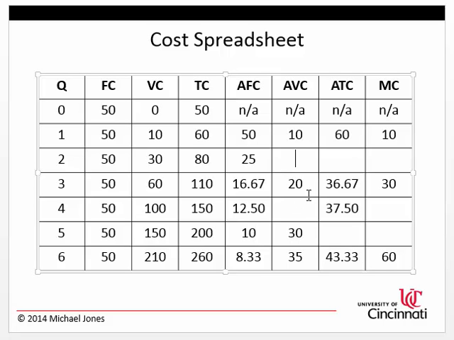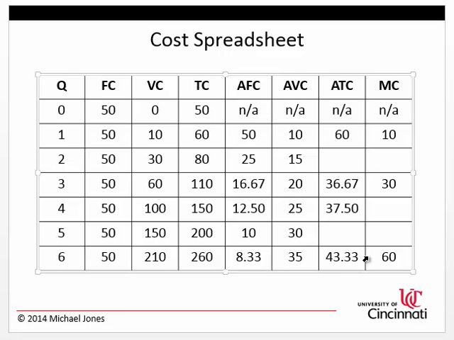And I can do the same calculation for my average variable cost. For my average variable cost, I simply divide my total variable cost by the quantity Q. So for average variable cost at Q equal to 2, I take 30 and divide it by 2, and I see that the average variable cost is now 15. And if I keep going down to Q equal to 4, to calculate my average variable cost, I divide 100 by 4, and the answer is 25.